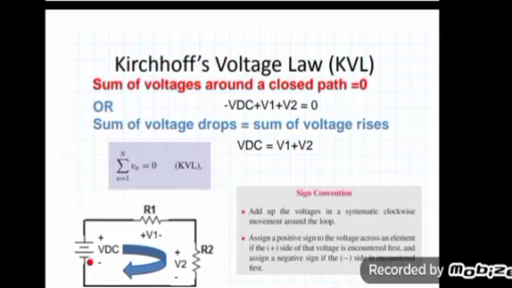When I start here, the negative sign is encountered first, that's why I am using minus VDC here. So definitely the expression will be minus VDC plus V1 plus V2 equals 0. So VDC will be equal to V1 plus V2. If V1 is equal to 10 volts and V2 is 10 volts, then definitely VDC will be 10 plus 10, which is equal to 20 volts. Okay, so this was Kirchhoff's voltage law as well as Kirchhoff's current law. Both laws are very important.